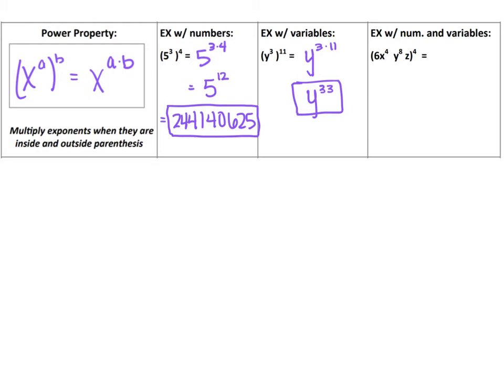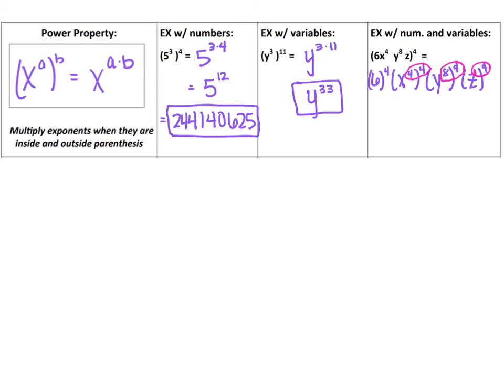Or finally, what if I have numbers and variables with that exponent on the outside? My rule there is I still need to multiply, but first I need to distribute it to everything inside the parentheses. So I need to do 6 to the 4th. I need to do x to the 4th to the 4th. I need to do y to the 8th to the 4th, and finally z to the 4th. I multiply exponents together. So 4 times 4, 8 times 4, 1 times 4.